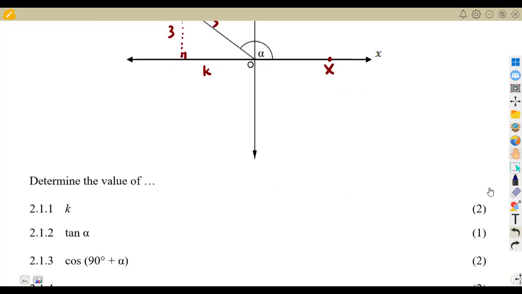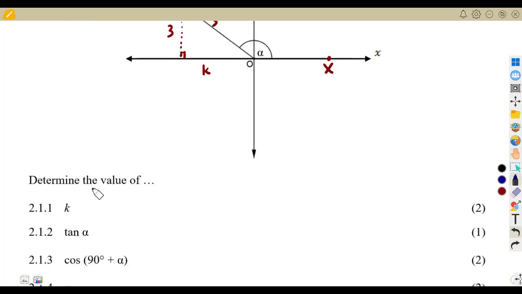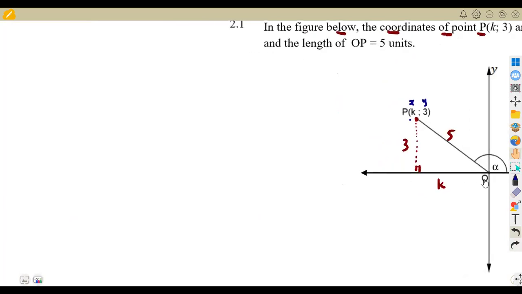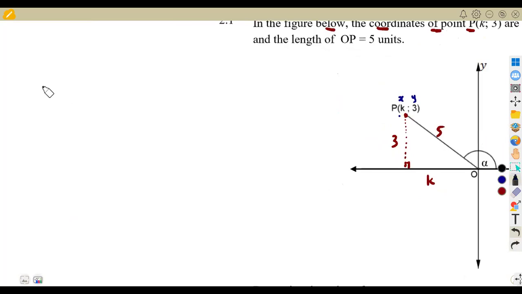So the question here is: 2.1.1, determine the value of K. In order for us to have the value of K, as we can see on our diagram, we've got a right-angled triangle, which is at 90 degrees. So we can use the properties of a right-angled triangle, from our Pythagoras theorem.